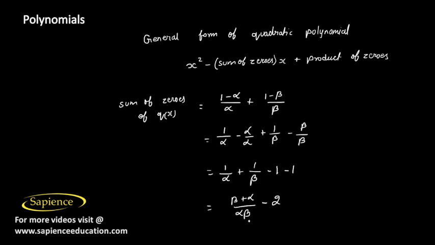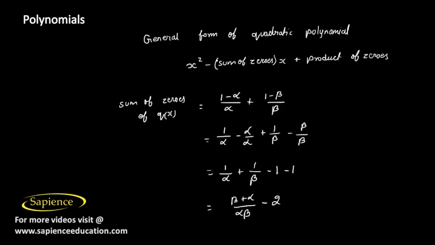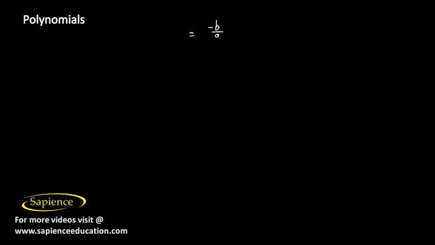So in this expression we can substitute the values of alpha plus beta and alpha beta. We will get alpha plus beta, which is −b/a, divided by alpha beta, which is c/a, minus 2. So this will be −b/c. Both the a's are in the denominator, they will get cancelled, minus 2. And this can be written as minus, taking minus common outside, (b + 2c)/c by cross multiplying with c. So this is the sum of the zeros.